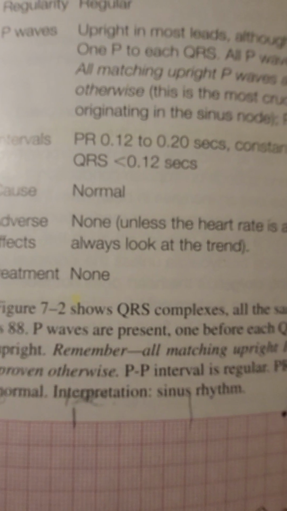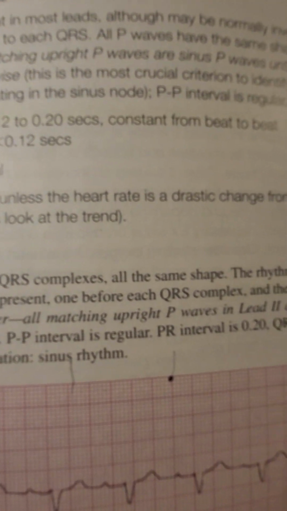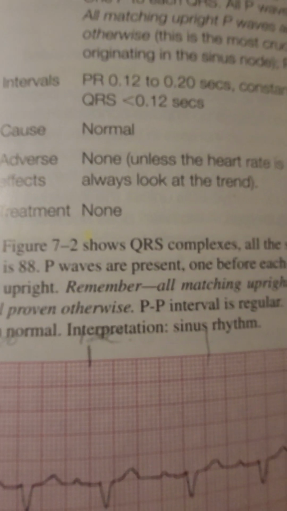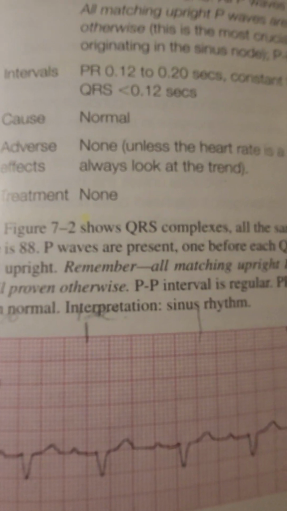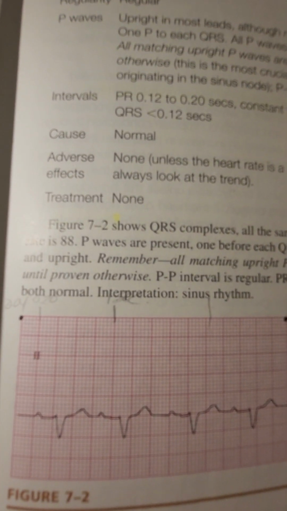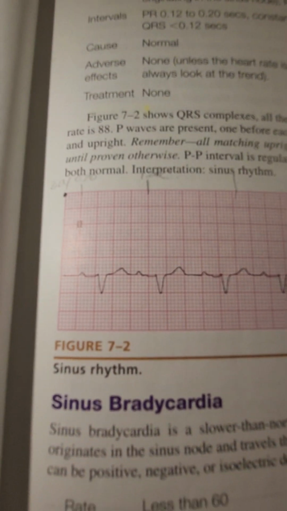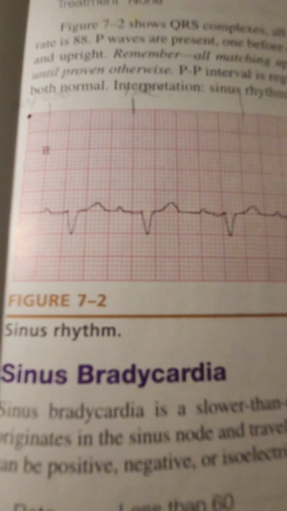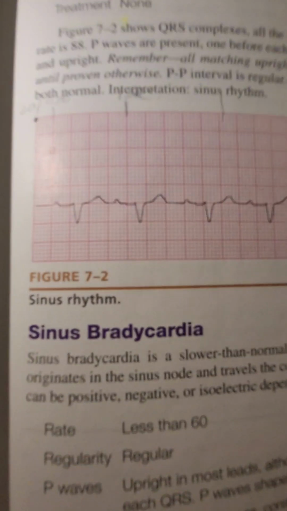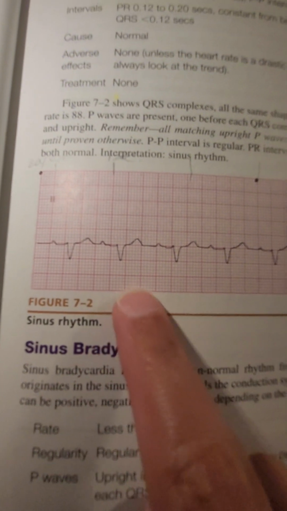The PR interval is 0.12 to 0.20 seconds, constant from beat to beat. QRS is less than 0.12 seconds. You don't really have to look at the cause, adverse effects, and treatment right now. See, it says sinus rhythm. You see that? Sinus rhythm. It doesn't matter if some QRSs are a little bit wider than others.